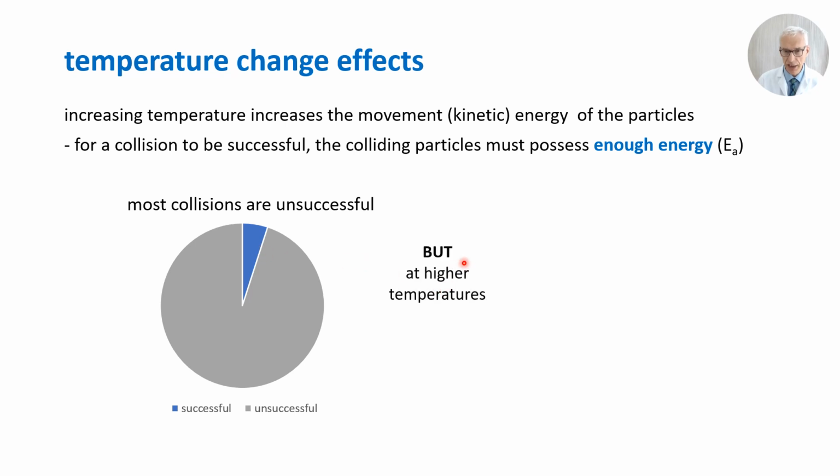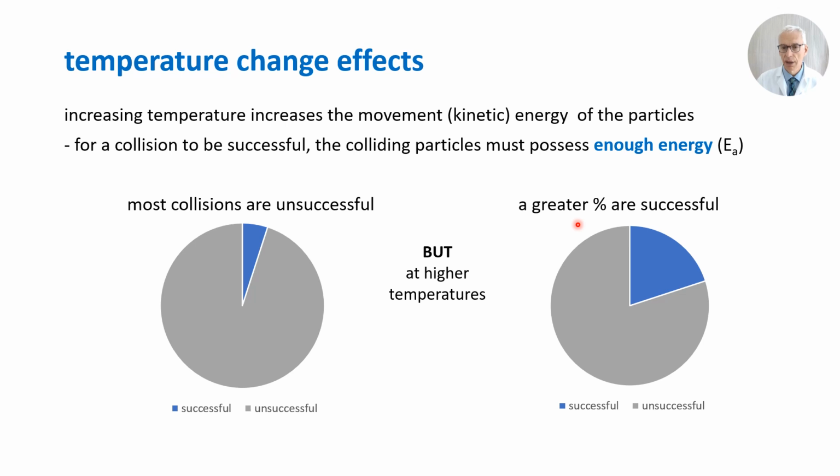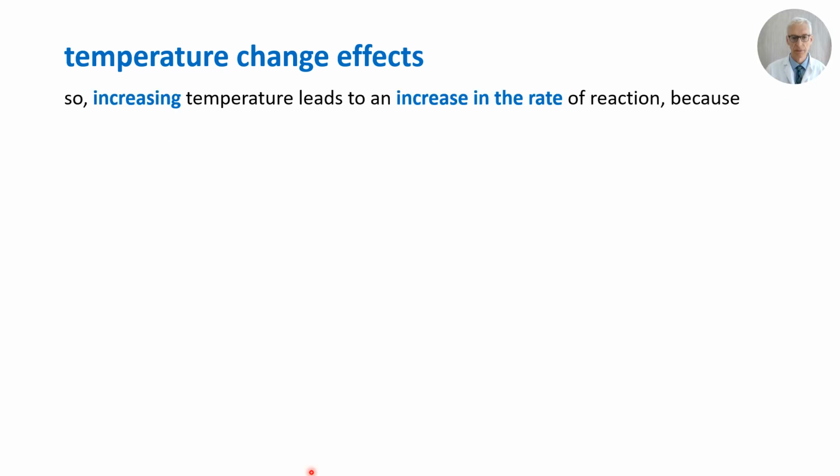But at higher temperatures, a greater percentage, a greater fraction, a greater proportion are successful. So increasing the temperature leads to an increase in the rate of reaction. How is this explained? Come up with 2 statements, 2 ideas that are linked. Write them down. Come back to check and correct when you are ready.